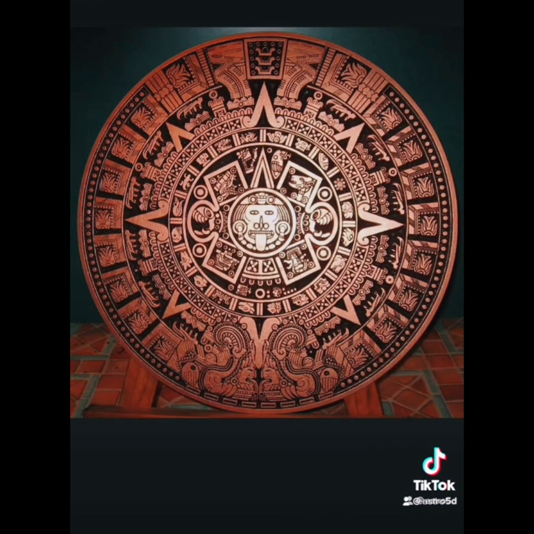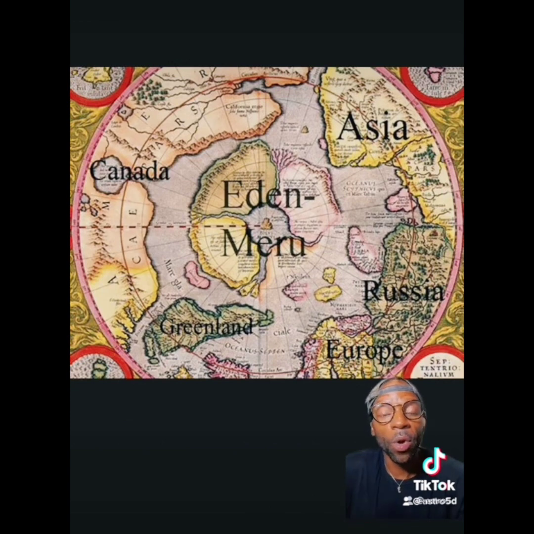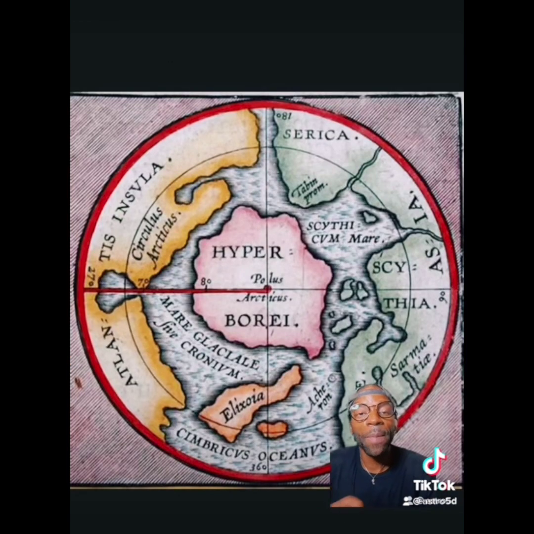Now, I would like for you to look at this Aztec calendar one more time and see if you truly understand the meaning. It's symbolic. You have the center and it's surrounded by 4 islands. It was known as Eden or Mount Meru or Hyperborea. And you can see to the left there it says Atlantis. We're going to tap back into Hyperborea in a second, but keep this in mind as we continue.